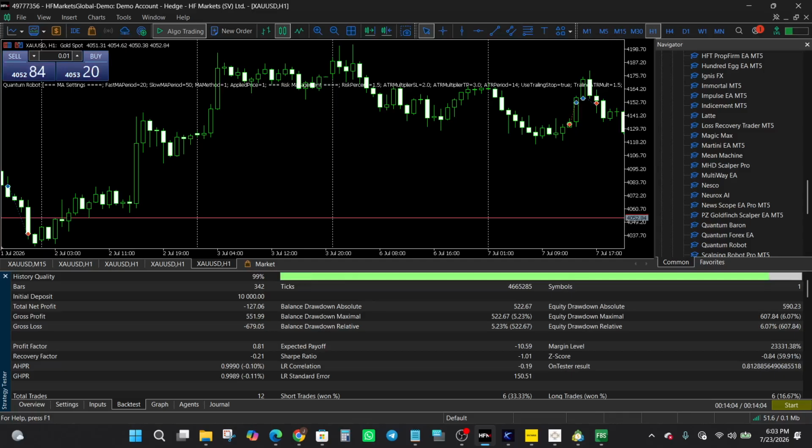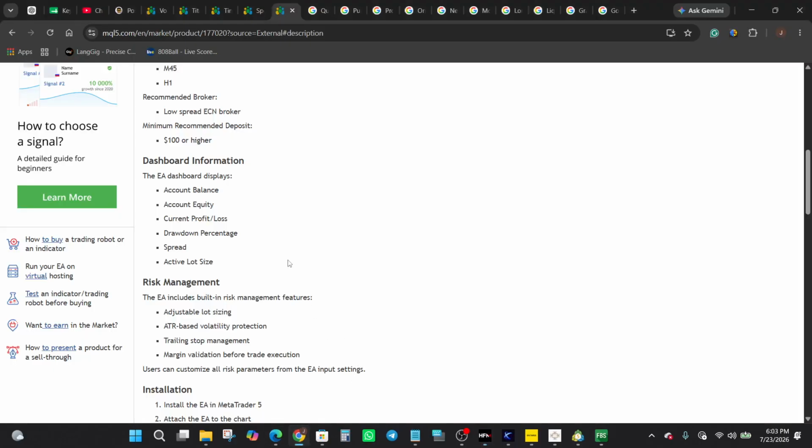Overall, the quantum robot for MT5 appears to be designed for traders looking for an automated system that combines trend following principles with volatility based trade management and configurable risk controls. The inclusion of ATR based exits, dynamic trailing stops, equity based lot sizing, and a built in monitoring dashboard provides a comprehensive feature set for traders who prefer automated execution.